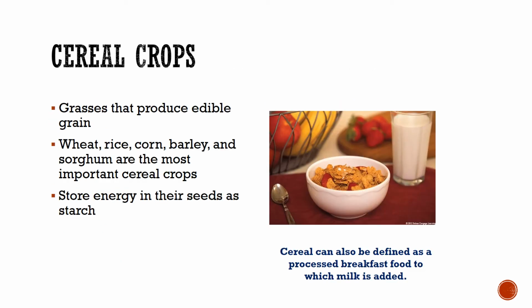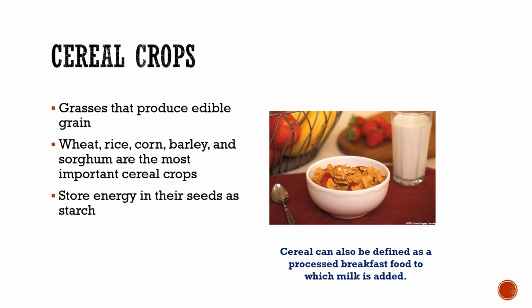I want you to know about a cereal crop. A cereal crop is really a grass that we produce and we grow for the grain, for the edible grain. So a really good example of that might be wheat, because we're going to grow wheat to make different types of edible foods for consumers. And one of the probably most common that you've heard of is cereal, like what you eat at breakfast. So it can be defined as a processed breakfast food, and then obviously you add milk to that.